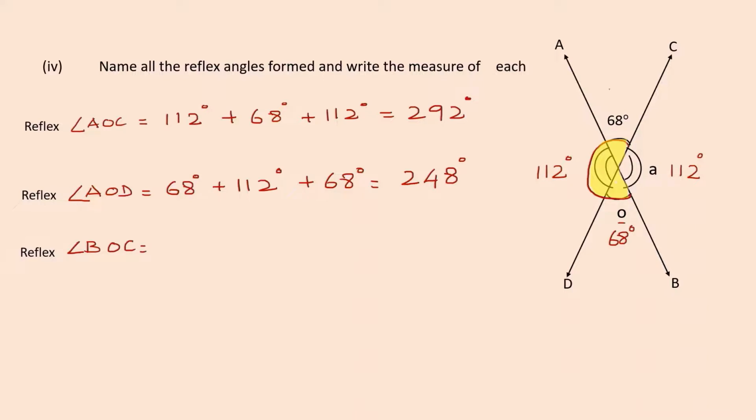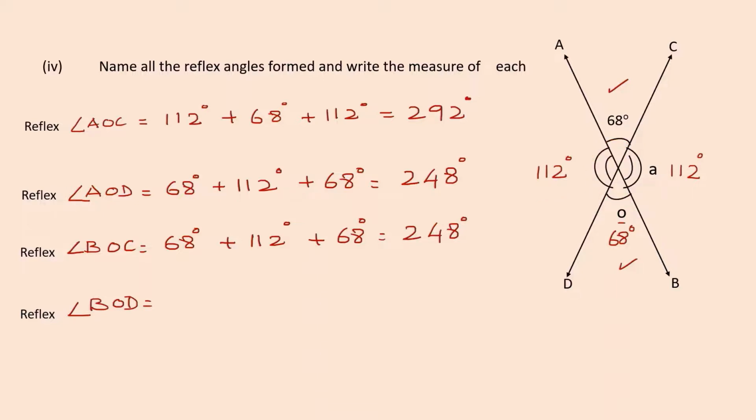So I need to add up 68, 112 and 68. So 68 degrees plus 112 degrees plus 68 degrees is just like the previous one. So it is 248 degrees. Now I have one more reflex angle, which is reflex angle BOD. So let me take away these and come back to angle BOD.